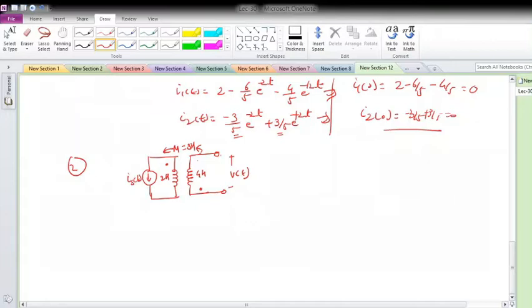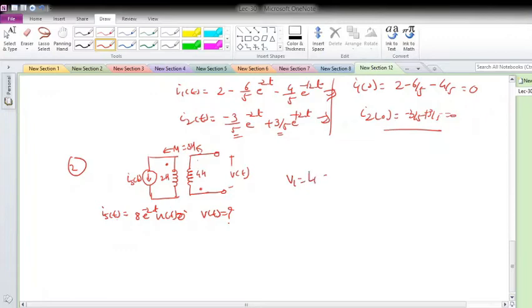Previously we have seen that the secondary coil was shorted. Now it is open, and suppose now Is(t) is given. Is(t) is 8 e raised to minus 2t into u(t). And the question is, let me find out what is v(t). To get it, let me start with coil 1. So what is our equation?